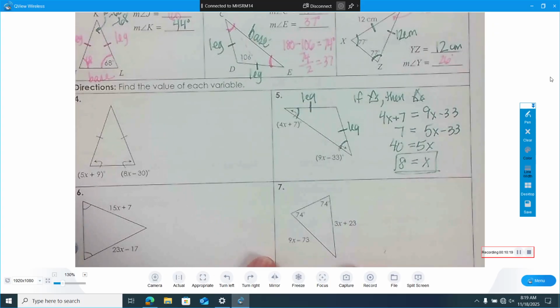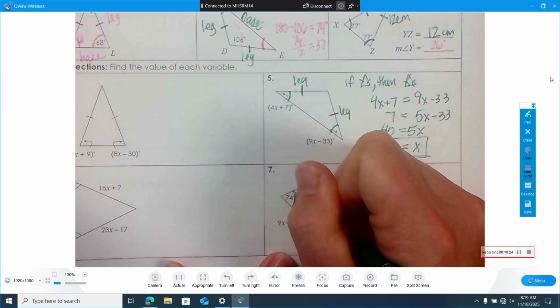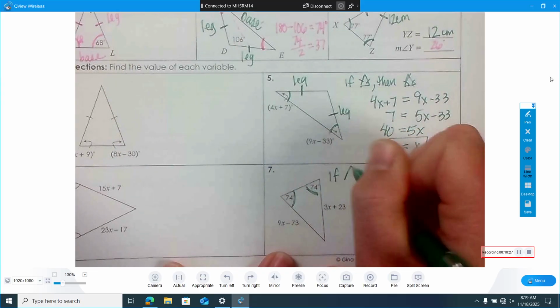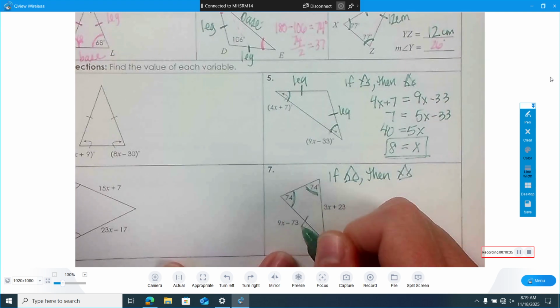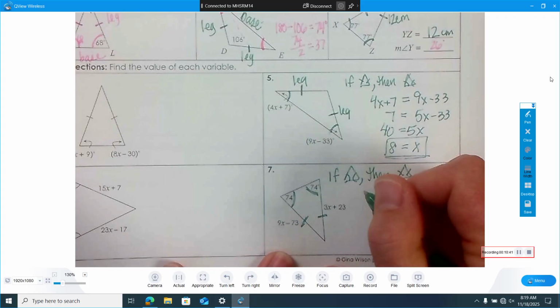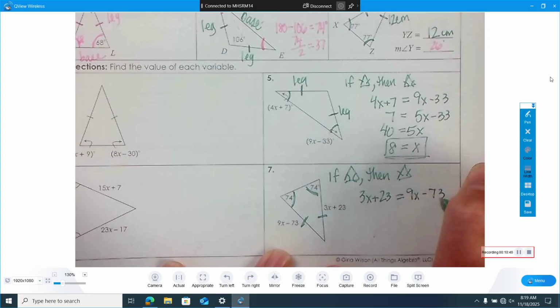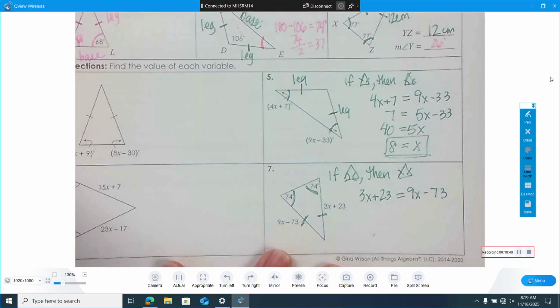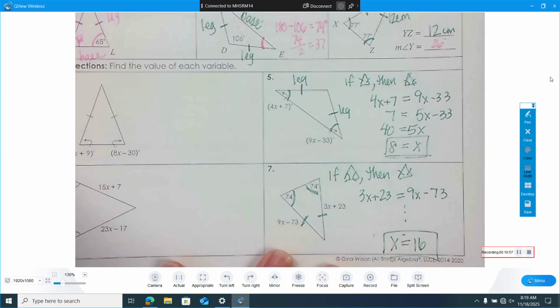Number 7, what are they telling us in number 7 very discreetly? That the base angles are congruent, all right. If our base angles are congruent, then what can we conclude? That our legs are congruent. Very good. So we must know that our two legs are congruent there. And so what equation can we write? 3x plus 23 equals 9x minus 73. Good. Do we need to solve that? No. All right, we get x equals 16 on that one.